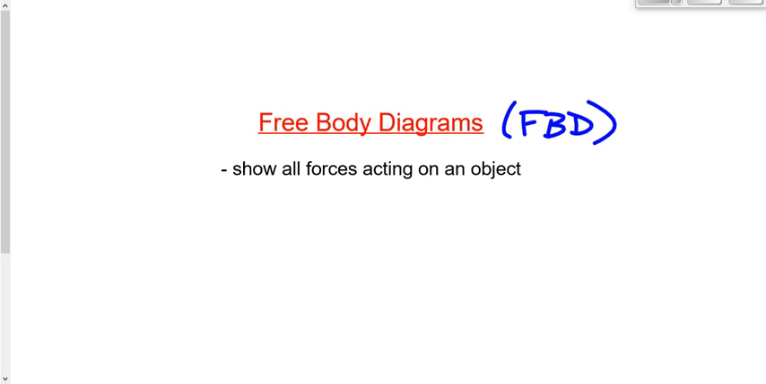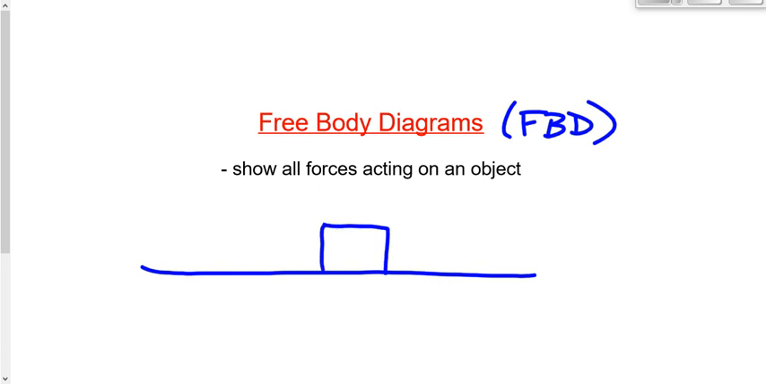So let's say, for instance, that we've got a box that's on a flat horizontal surface like this. Let's say that that box is being pushed to the right by Jacob with a force of 500 newtons. And let's say it's being pushed to the left by Nick with a force of 600 newtons. So Jacob to the right with 500, Nick to the left with 600. We want to draw both of those forces acting on this.